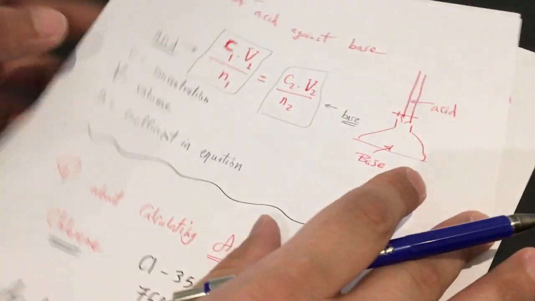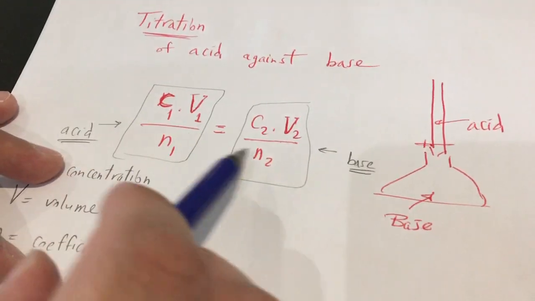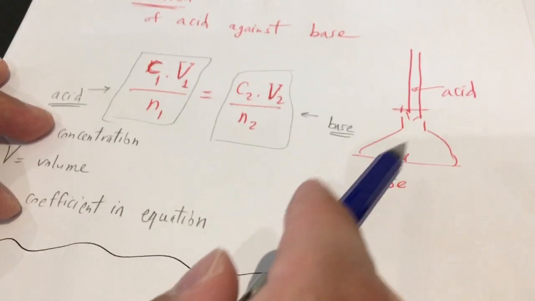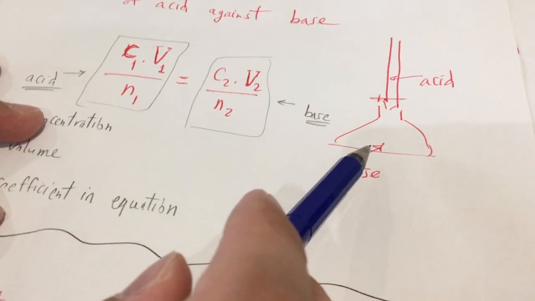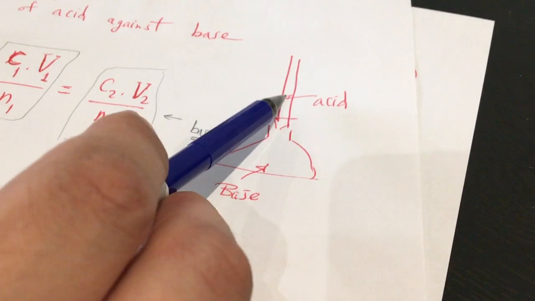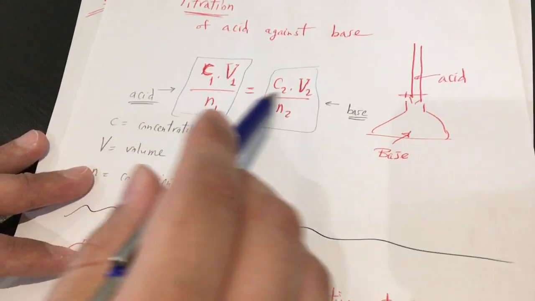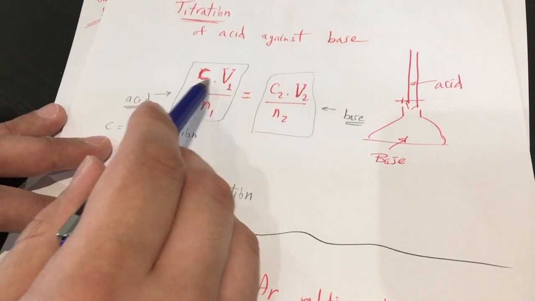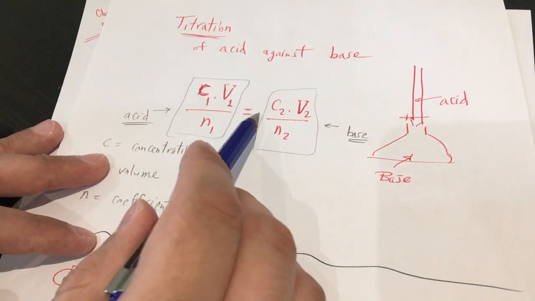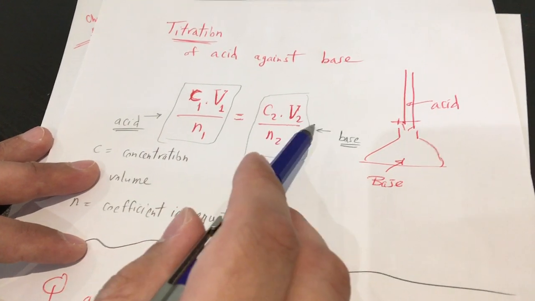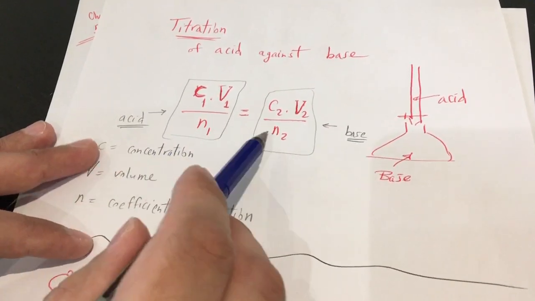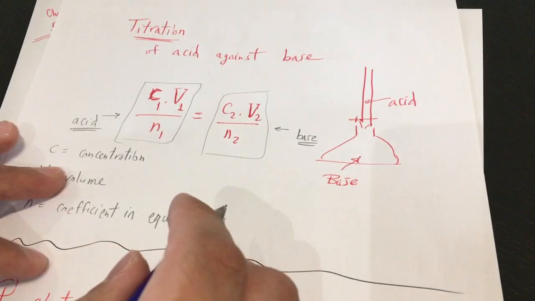For titration questions, if you do titration of acid against base, you have the acid in the burette and the base in the flask, or the opposite, you can put the base in the burette and the acid in the flask. The law you use here is CV equals CV. Concentration times volume for the acid equals the concentration times the volume for the base, but you should divide over the coefficient in the equation.